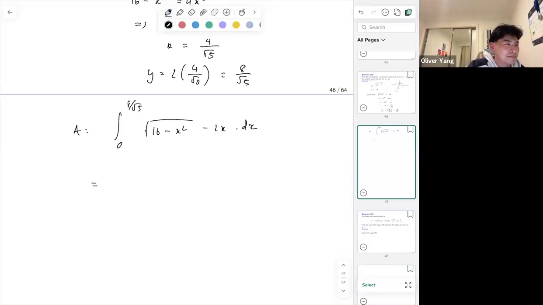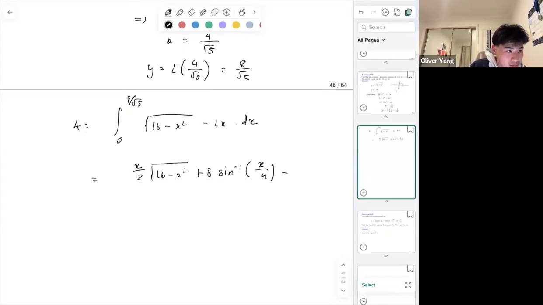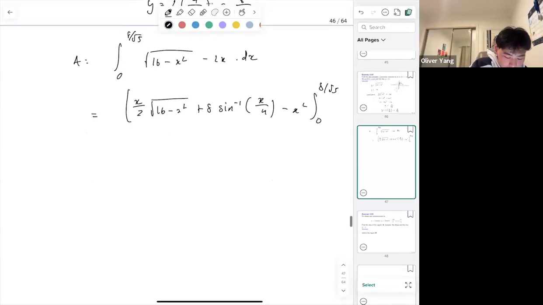But basically what you should get in the end is x on 2 times the square root of 16 minus x squared, plus 8 sine inverse of x on 4, minus x squared, from 0 to 8 on root 5. And so we get basically something really ugly.